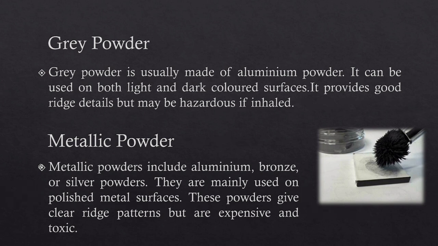Metallic powder. Metallic powders include aluminum, bronze, and silver powders. They are used mainly on polished metal surfaces. They give clear ridge patterns but are expensive and toxic.